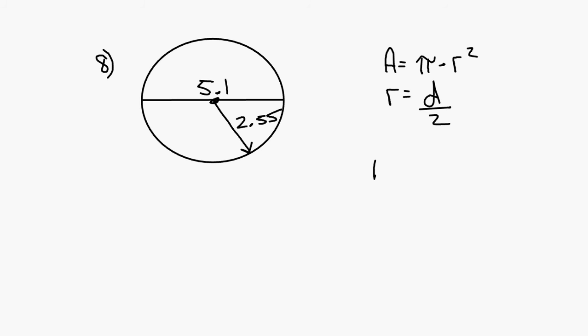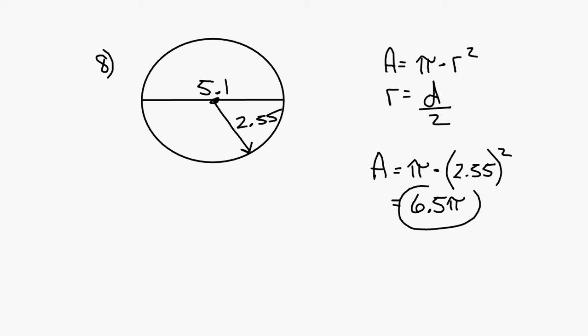So the area of this circle is going to be equal to pi times 2.55 squared. So the 2.55 is still sitting in your calculator. If you just push the x squared button, 6.5 pi would be the area of that circle.